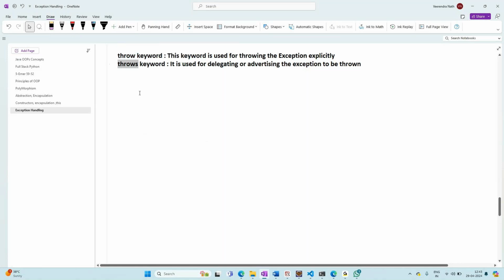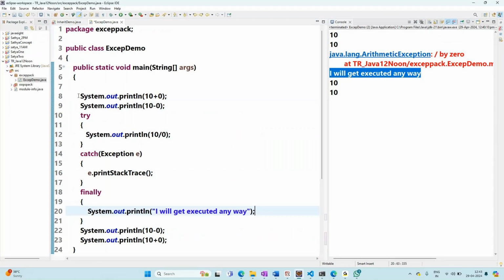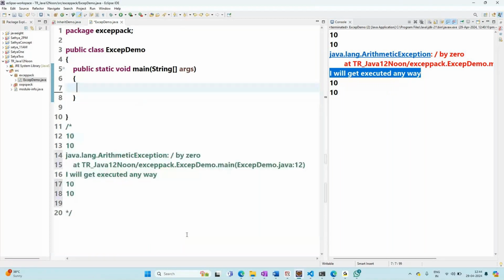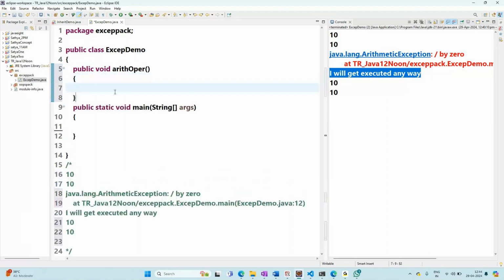Okay, you can write it in the methods, and this you can write in the code. Now let's understand both of them. Let's say I will have a method. I will write this in a method, like public void arith operations.